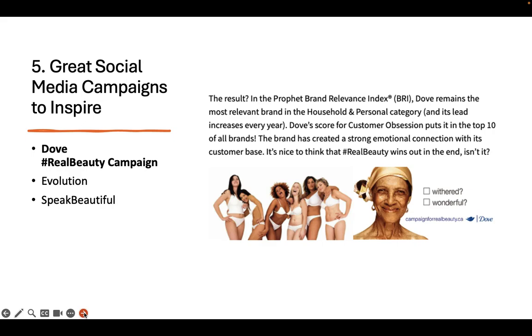They then went on in 2017 to a Speak Beautiful campaign, where they basically encouraged people to embrace natural beauty. And once again, women really resonated with it and really took it to heart. The result, in the Brand Relevance Index, and this article was written in 2022: Dove remains the most relevant brand in the household and personal category, and its lead increases every year.